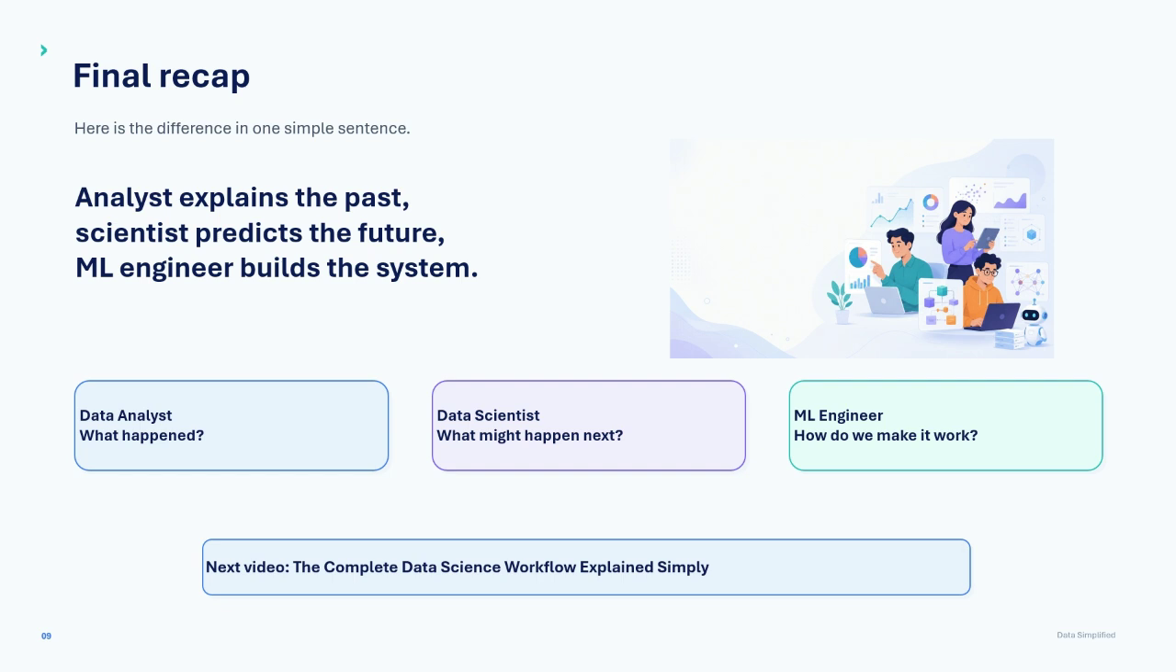So, for the final recap, let us finish with one simple summary. A data analyst explains the past by answering what happened. A data scientist supports the future by asking what might happen next. A machine learning engineer builds the system by asking how do we make it work reliably. These roles are connected, not competing. In many organizations, they work together on the same problem and use the same data from different perspectives. The best starting point for most beginners is understanding data analysis, then gradually adding prediction and engineering skills.